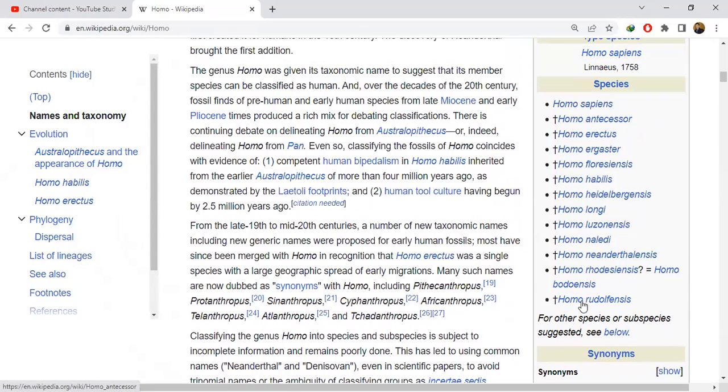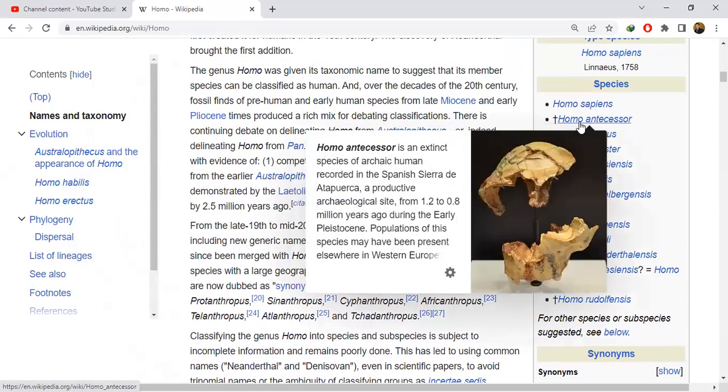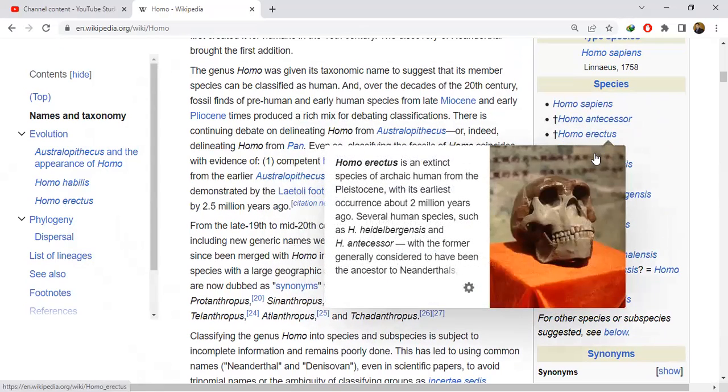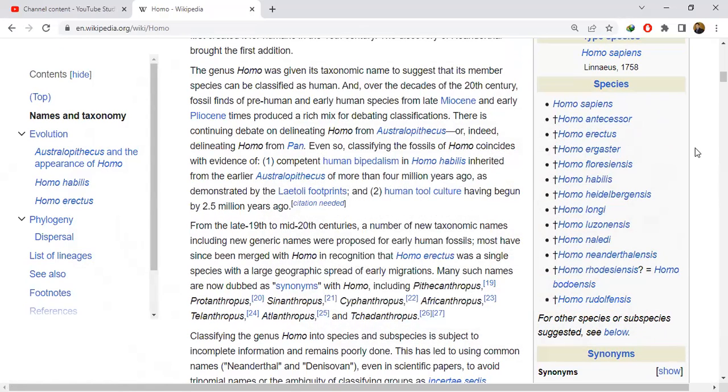See, the Homos that were living in our world: Homo erectus, Homo ergaster, Homo habilis, Homo neanderthalensis, many Homo species were there. They became extinct. That is something else. But they also belong to the genus Homo. Clear? Yes, sir.